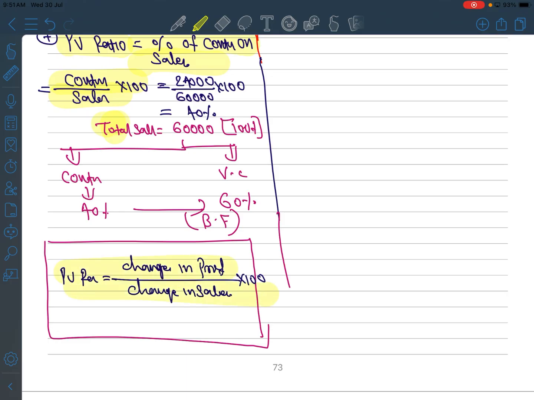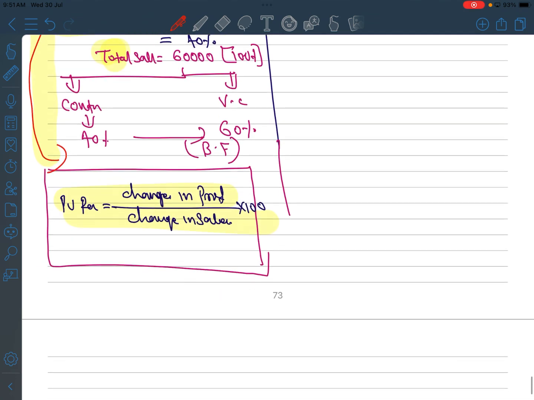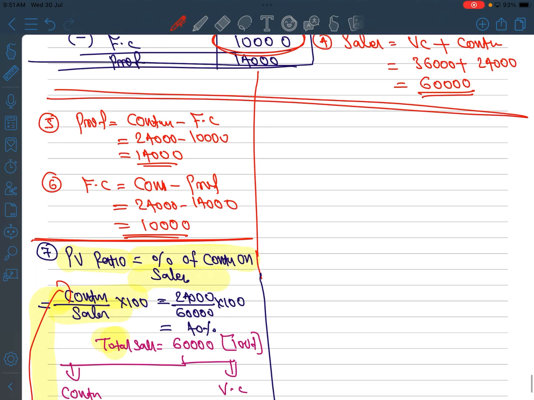So just study the equation. PV ratio is equal to change in profit divided by change in sales into 100. I will connect both the equations later in another detailed discussion with an example, when you get a range. Up to that, we just learn it by heart, nothing great. Then let's go to the 8th part. What is 8?